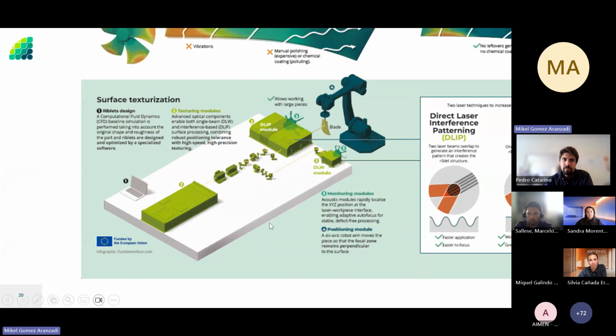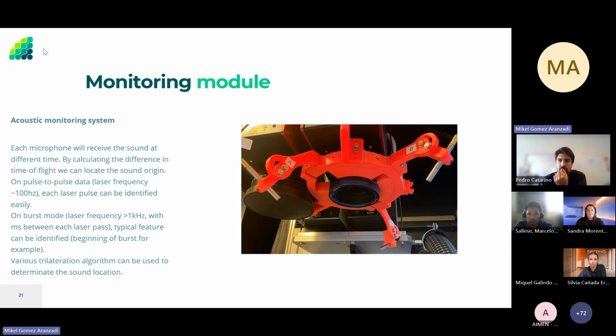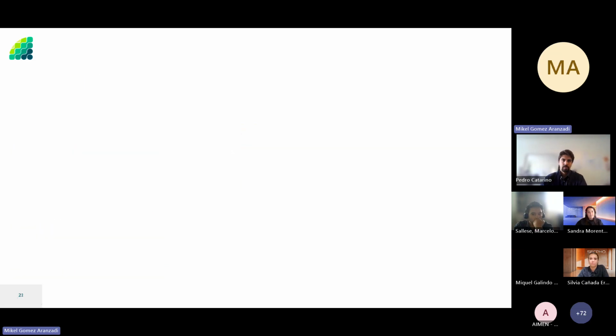So this is the schematic of the final prototype, in which we have the laser source, the optical paths, the two laser modules, and we have to duplicate the monitoring modules that were developed by Aymen. The monitoring module is an acoustic system in which each microphone receives the sound at different times, and by calculating the difference in the time of flight, we can locate the sound origin and therefore the focal plane. They did some tests, it worked well, so it was already designed and finished.